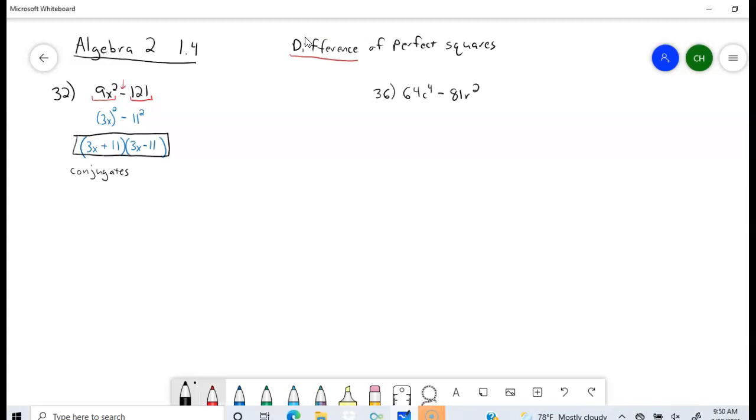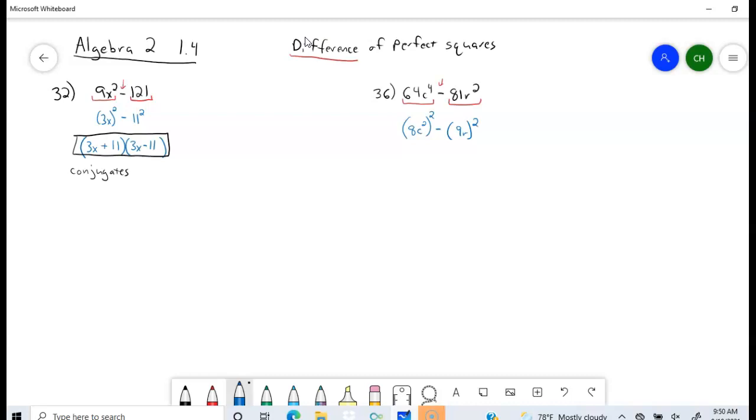So let's look at number 36. Is it going to qualify? Well, it's a binomial. A little different. This one's to the fourth power. Right? Let me make sure I wrote it down right. Yeah. So we've got two terms being subtracted. The first one, if I take the square root of it, I get 8c squared squared. So that looks a little bit different there. Minus 9r squared. So do you see that?